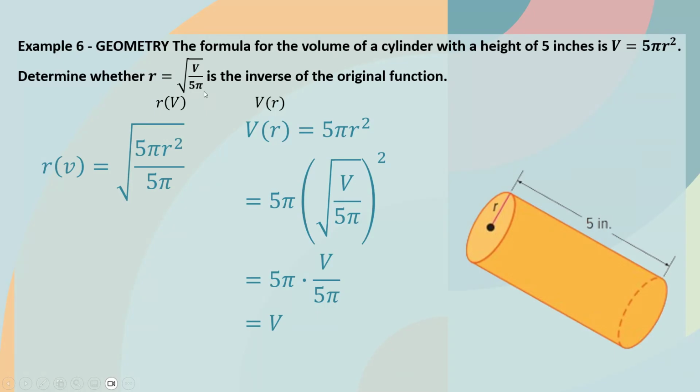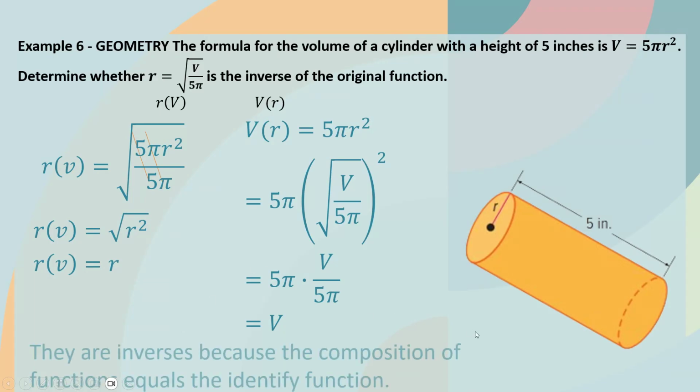And then we also have to do the composition in the other order, so r of V. So if I go to the r function and I'm replacing volume with 5 pi r squared, the way volume is defined, we'll see what happens. So starting inside the radical, 5 pi over 5 pi would cancel out. And then we've got square root of r squared. Square root and square power cancel each other out. So these are inverse functions of each other because the composition equals the identity function.